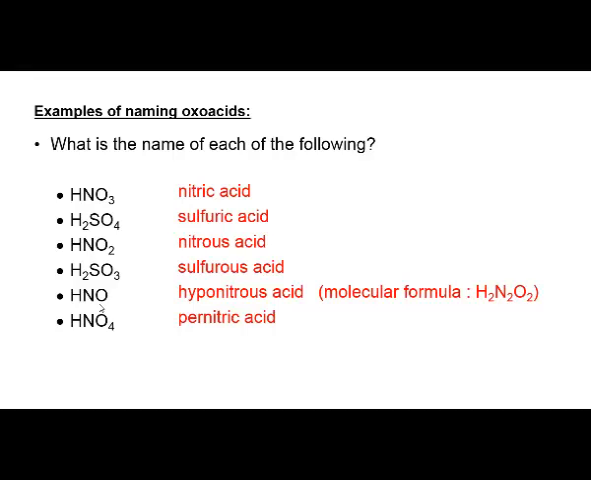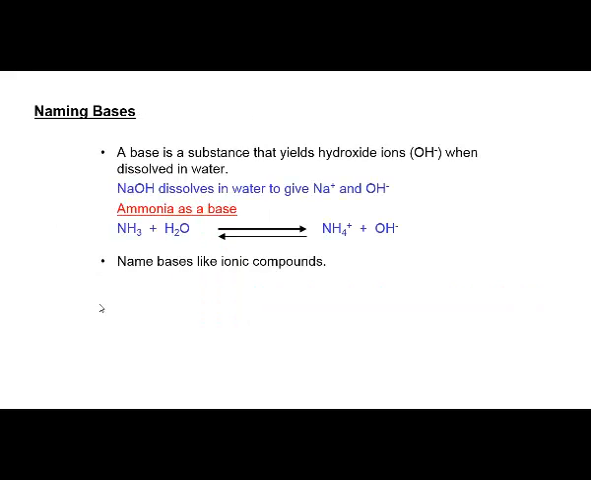So for the last little bit of the tutorial, we're going to look at naming bases. Now naming bases can be quite simple for many of them, because they will follow some general rules we use for naming ionic compounds. So if we're going to name bases, well, I can remember bases tend to dissolve in water and produce hydroxide ions. So for example, if I have sodium hydroxide, NaOH, I name the cation, sodium, and the anion, hydroxide.